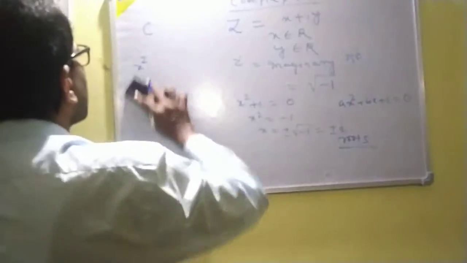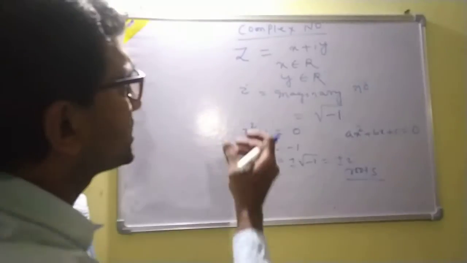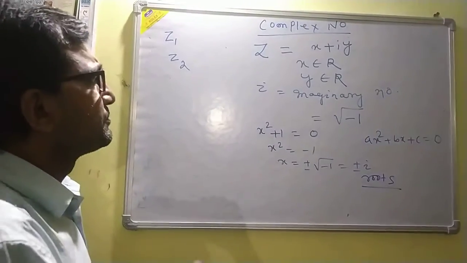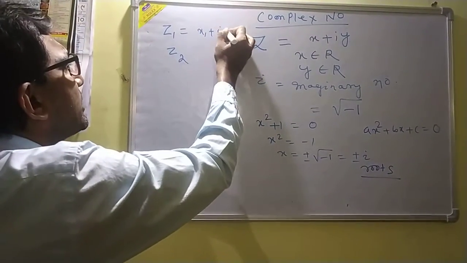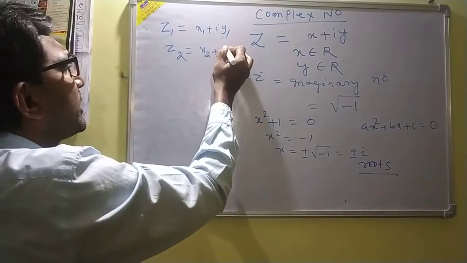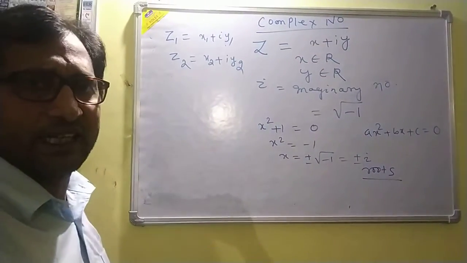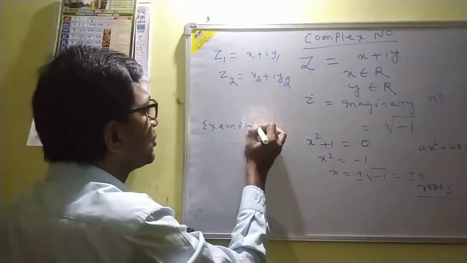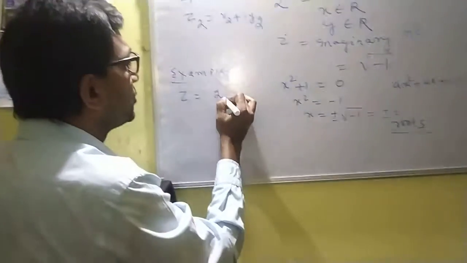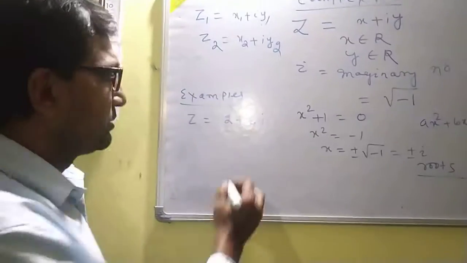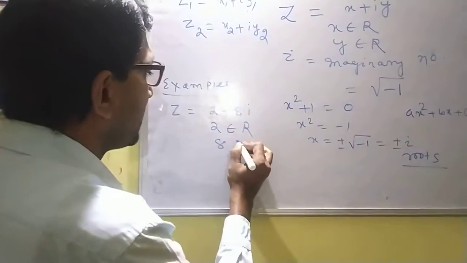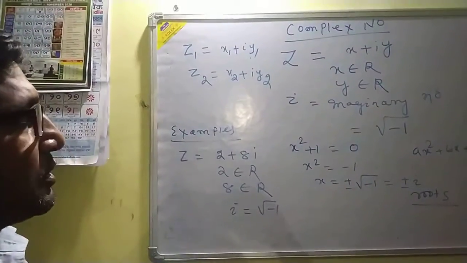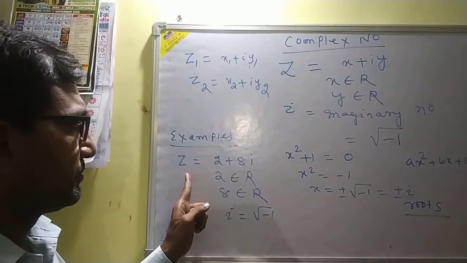So in complex number, when you start with Z, we can denote Z1, Z2, notations like that. Maybe Z1 equal to X1 plus iY1, Z2 equal to X2 plus iY2. So it is like that. And for the complex number, an example: Z equal to 2 plus 8i. What does it mean? 2 belongs to R, 8 belongs to R, and you know i equal to root over minus 1. So Z is a complex number.